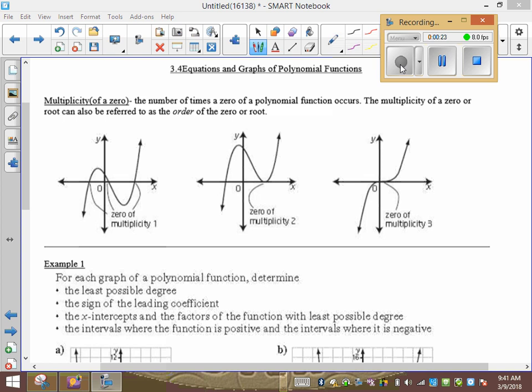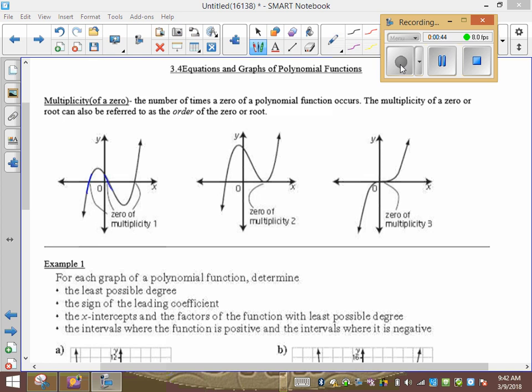So, multiplicity of a zero. A zero is just another word for x-intercept or root, correct? Root, x-intercept, zeros are interchangeable. They all just mean x-intercepts. So the multiplicity is the number of times a zero of a polynomial function occurs. The multiplicity of a zero or a root can be referred to as the order of the zero or the root. So these all just pass straight through.